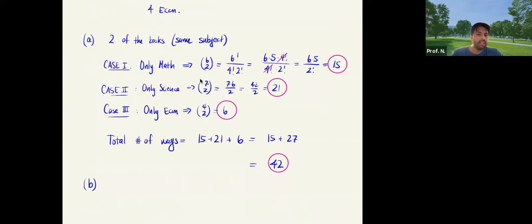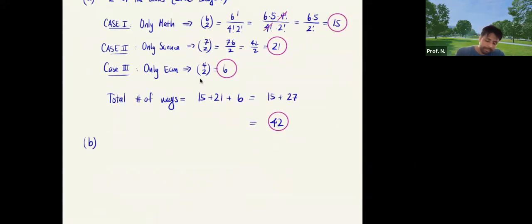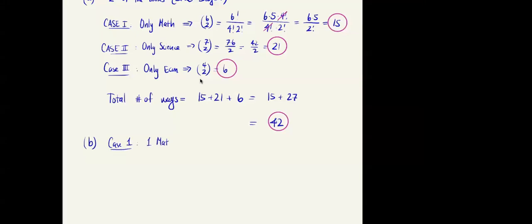That's if you view it from that perspective, when you have one math, one science, one econ. So I'm just going to go through it. I don't want to cut any corners. Also, do you have to do it by casework? Can you do it by the complement? So you subtract 42 from the total number of ways? Because that's how I did it.